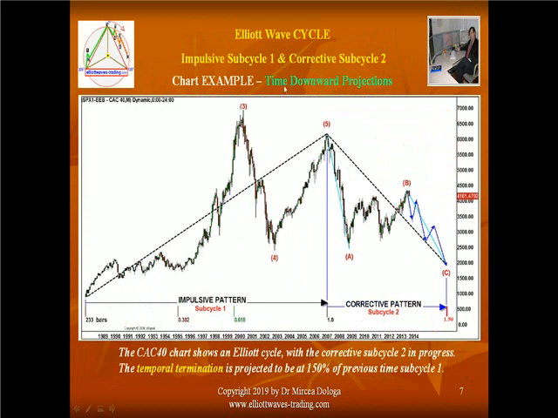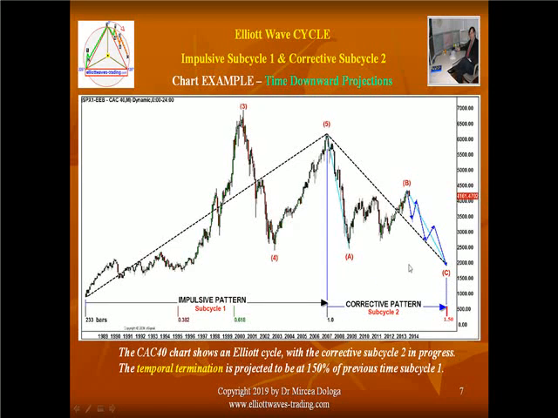Another chart example shows the time downward projection. So what we did over here, we measured the duration of subcycle 1, and we projected the duration of the corrective pattern, knowing that the correction pattern can be started 38% of the impulsive pattern duration. So right here, we reach the conclusion the C is in progress.